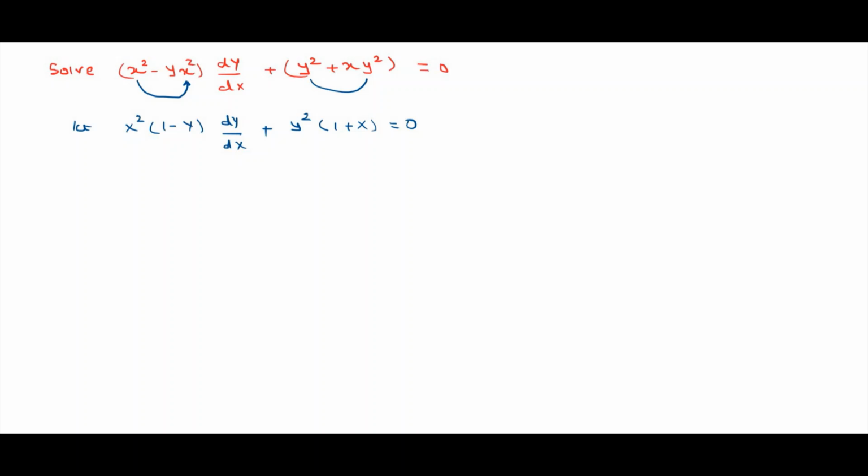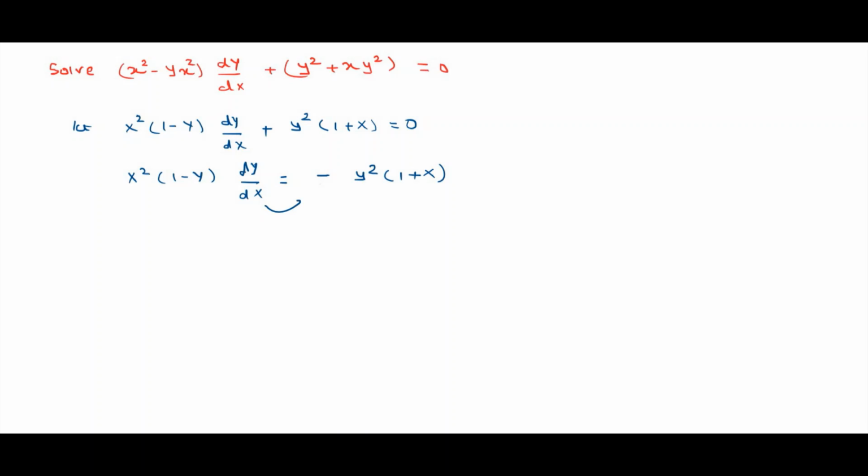If you transpose this term to the left hand side, or you can take LCM, so better I will transpose this term to the right hand side. What we get is x square into bracket 1 minus y into dy by dx is equal to minus y square into bracket 1 plus x. Now transpose this dx to the right hand side and this minus y square to the left hand side.